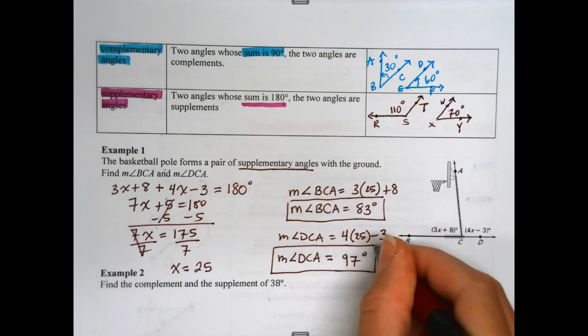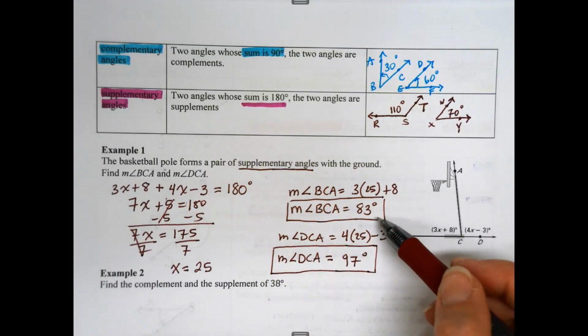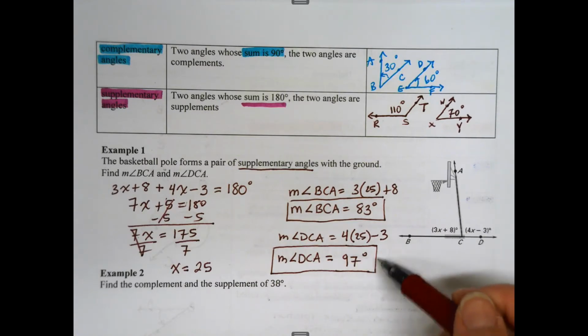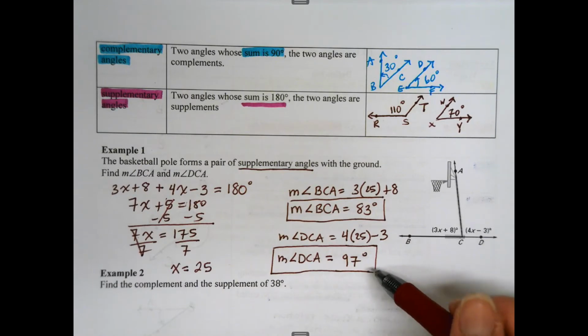We could have also taken 83 and subtracted it away from 180, since we know that angle BCA and DCA are supplementary. It's up to you how you get to 83 and 97, but that is going to be our final answer.